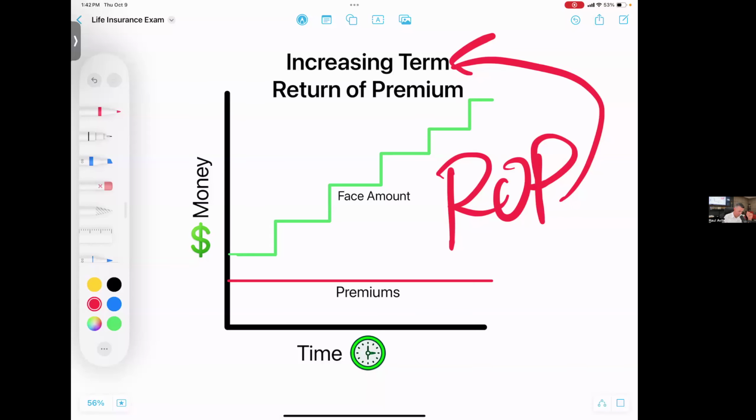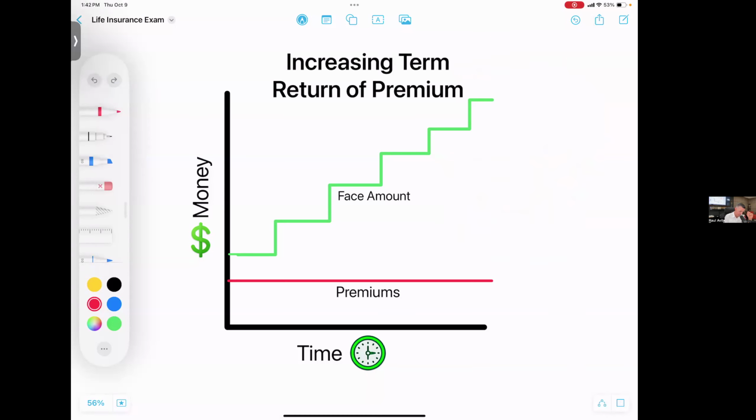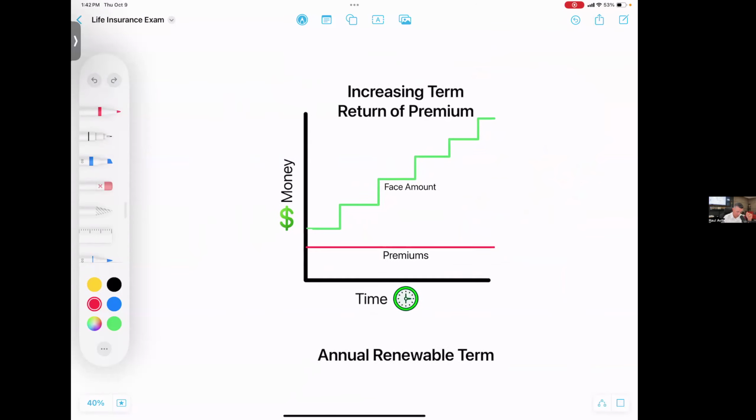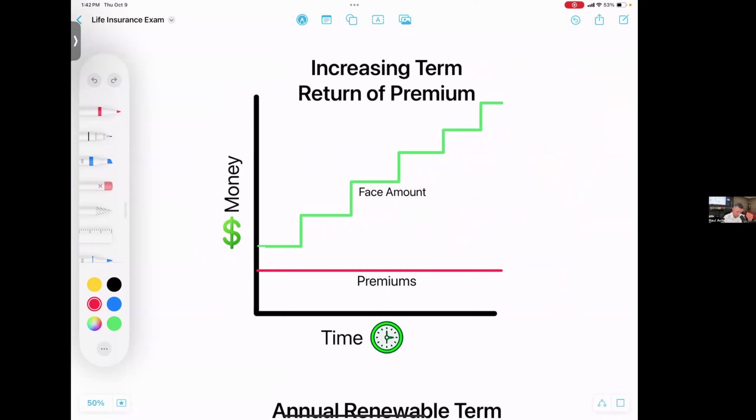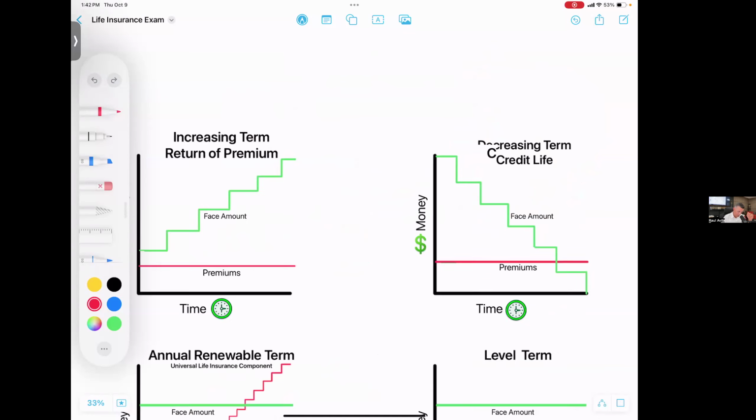That's good. So increasing term is return of premium term. All righty. There's a function for increasing term. All right, now let's do decreasing term.